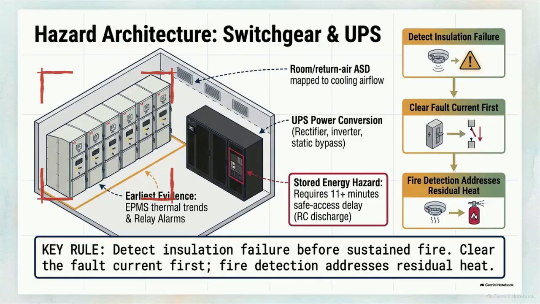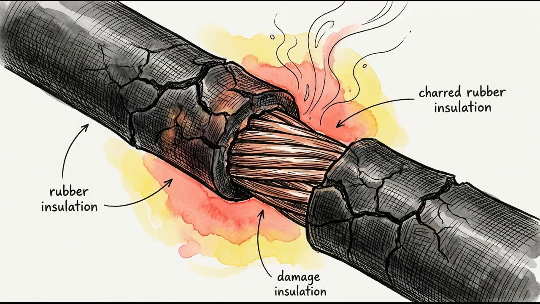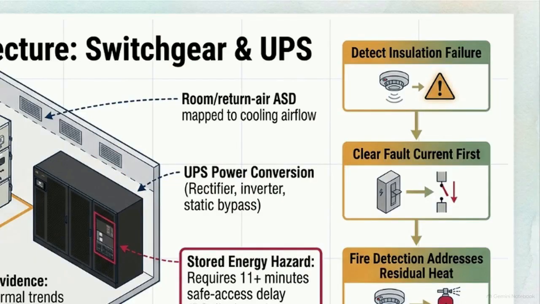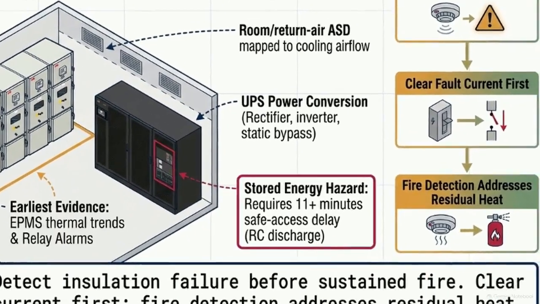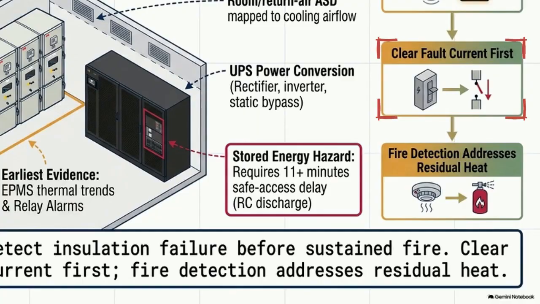Looking at the hazard architecture for switchgear and UPS power conversion, the protection strategy focuses heavily on airflow and current. The primary threats in this environment are arc flashes, thermal faults at connection points, and cable insulation fires. The governing rule for this zone is that insulation failure must be detected before a sustained fire breaks out. This requires aspirating smoke detectors carefully mapped to the cooling airflow of the room. Operationally, the priority is to clear the electrical fault current first by tripping a breaker. The fire detection and suppression systems are there to address the residual heat left behind.